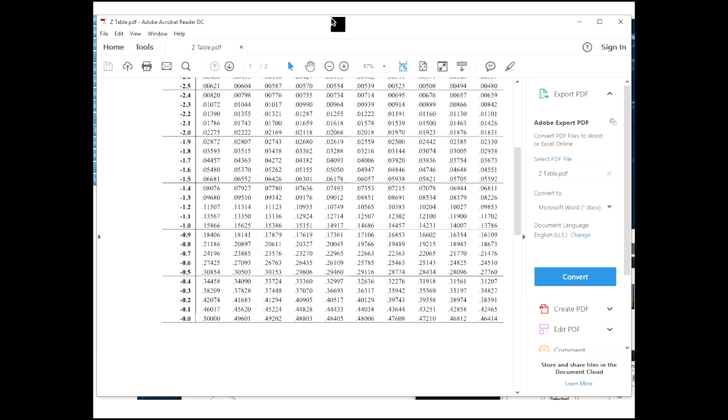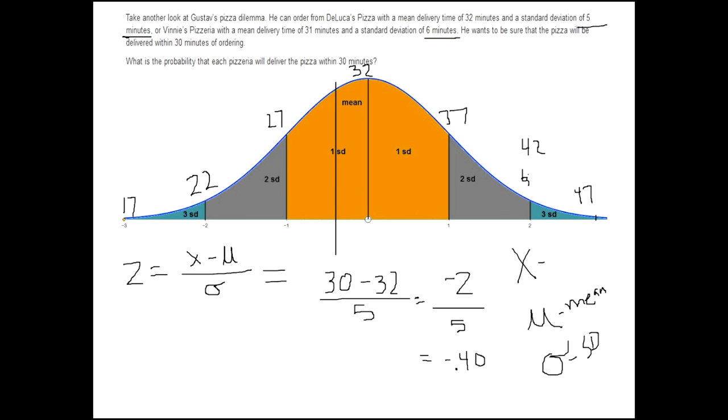0.34458. So if we stop the sharing, it came out to 0.34458. And I do want to remind you that that is to the left.